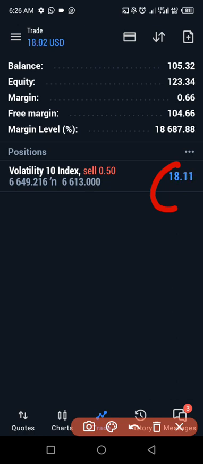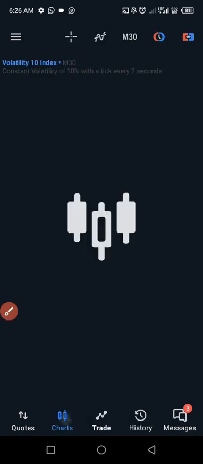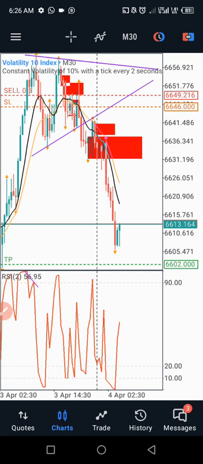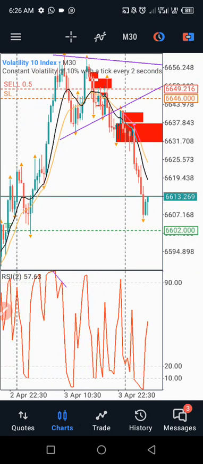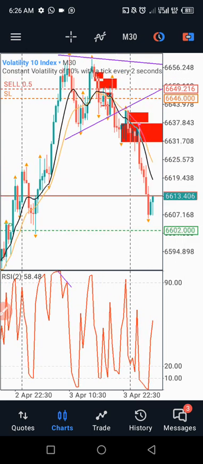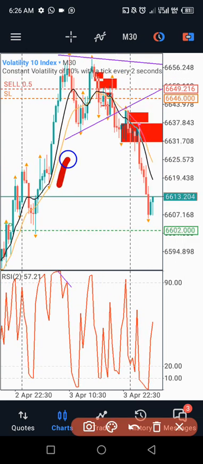So right about now, I'm going to head over to my chart and show you the exact strategy that I was able to use to take this trade entry. So this is my chart here. The first thing I want you to notice is the candlestick price action pattern. You will notice on my chart that I have a double top. Okay, so that was the first thing I noticed.